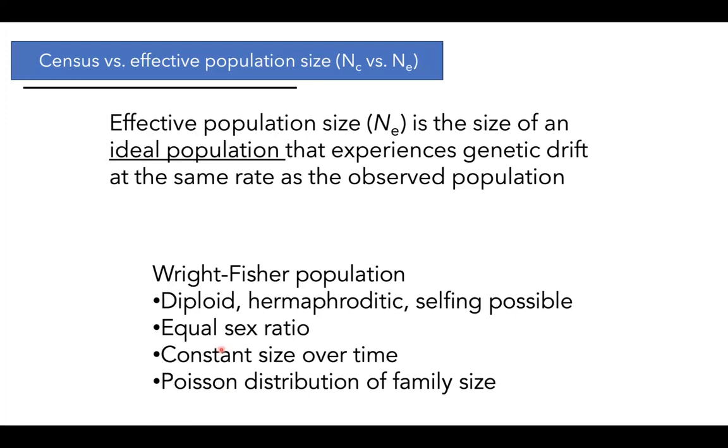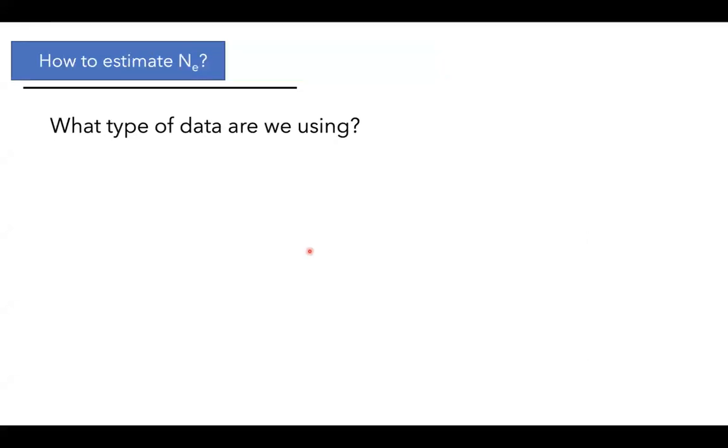It's giving us some sense of how evolvable the population is, how much potential for evolution there is, okay? And we might see a difference between NE and NC to the extent that any of these assumptions in the Wright-Fisher model are being violated. Okay, so let's set that aside.